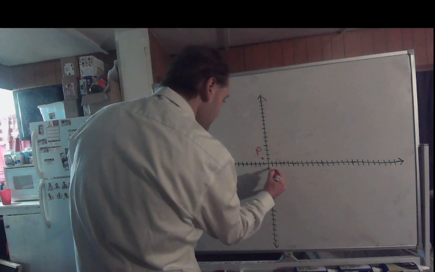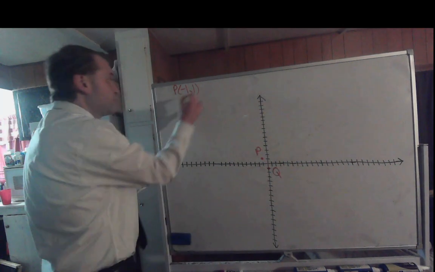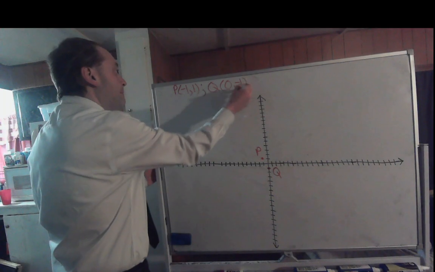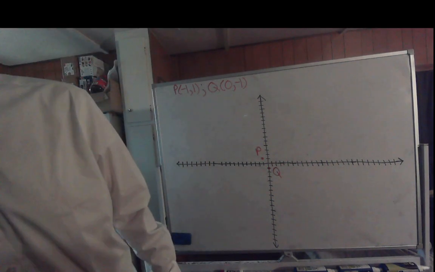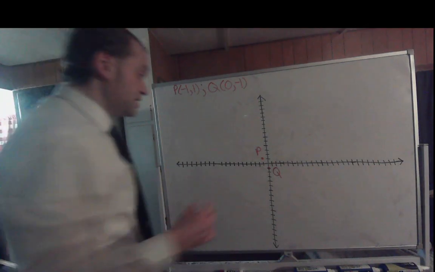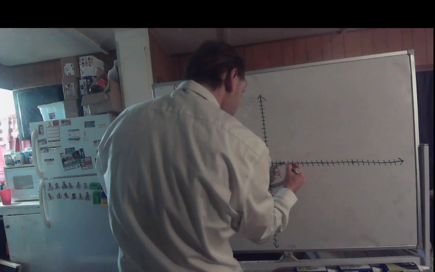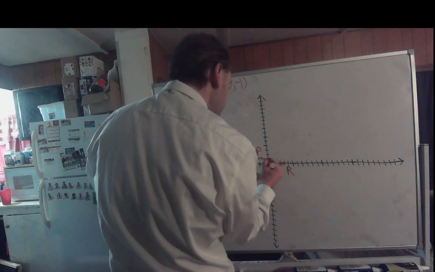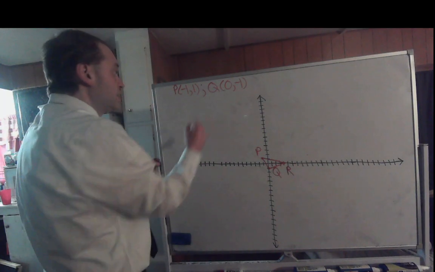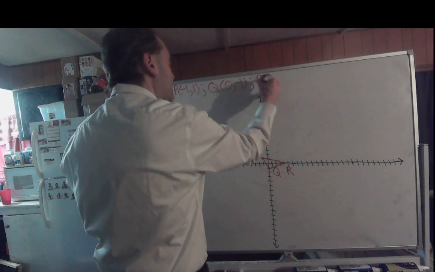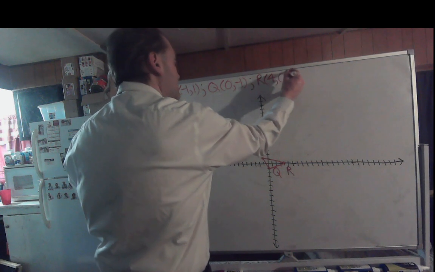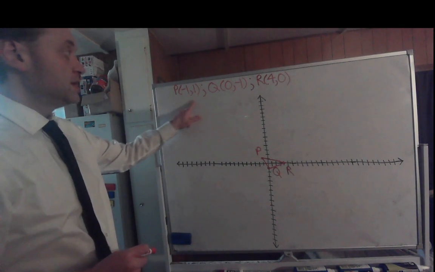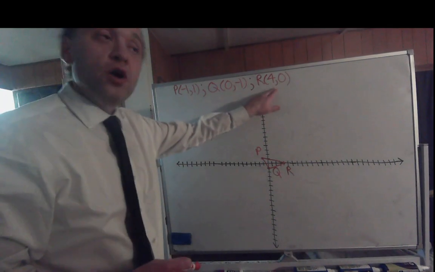Q is at (0, -1). Here's Q. Q is at (0, -1). And then R is at (4, 0). So I'm going to go ahead and make myself a nice little triangle here. And then R can be found at the point (4, 0). So there's my triangle PQR with the given coordinates. P at (-1, 1), Q at (0, -1), R at (4, 0).